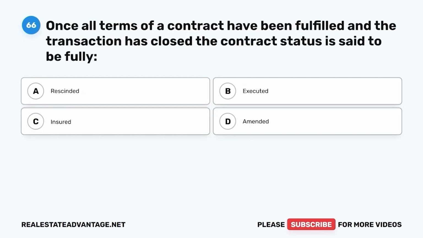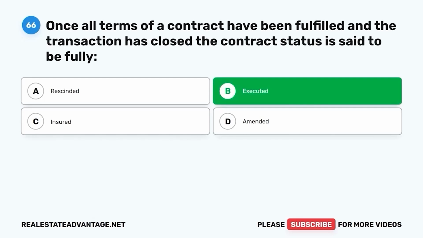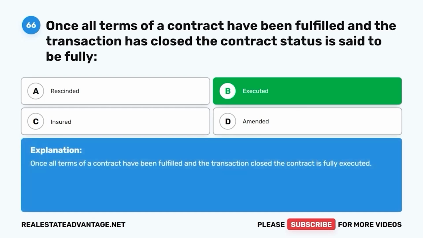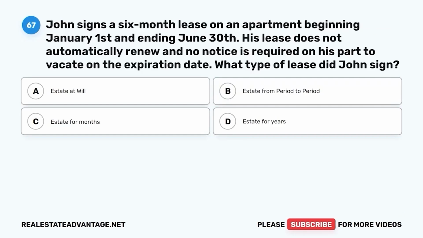Question 66. Once all terms of a contract have been fulfilled and the transaction has closed, the contract status is said to be fully A, rescinded, B, executed, C, insured, D, amended. The correct answer is B, executed. Once all terms of a contract have been fulfilled and the transaction closed, the contract is fully executed.